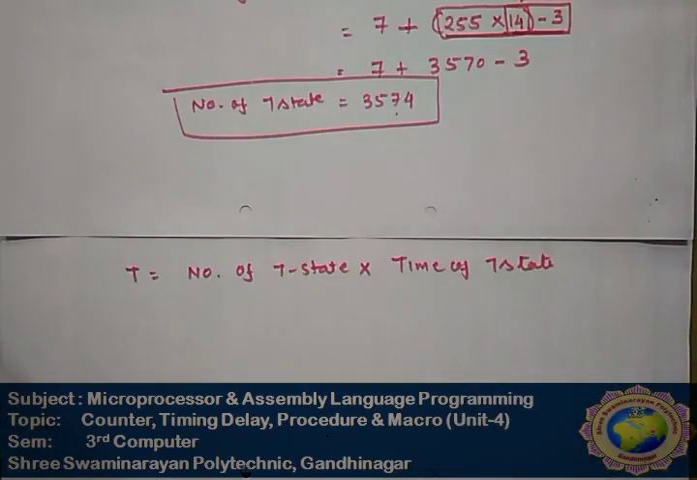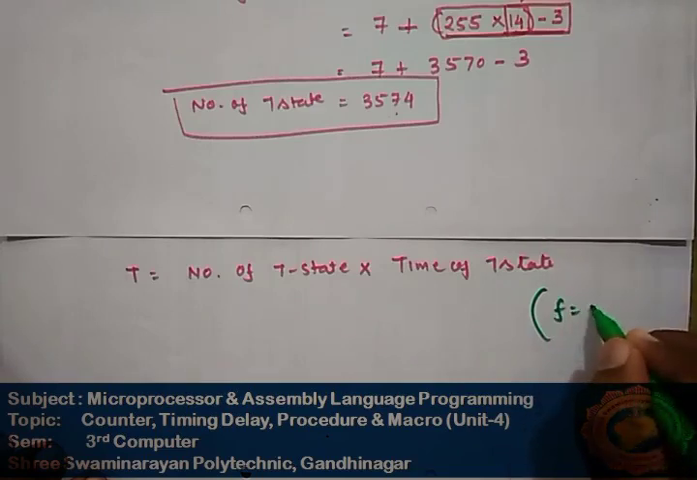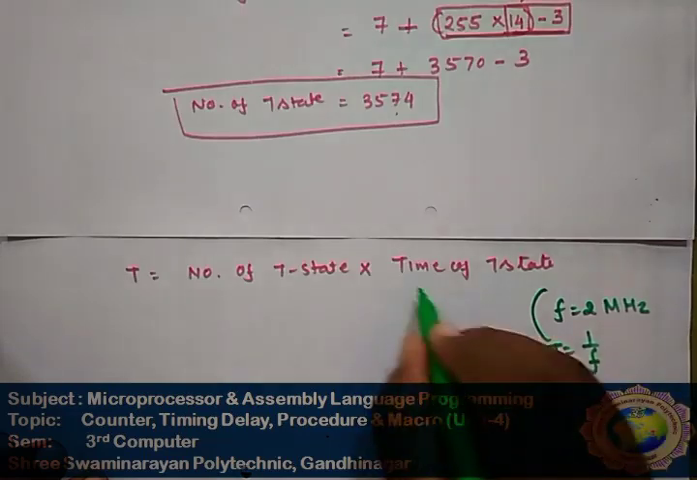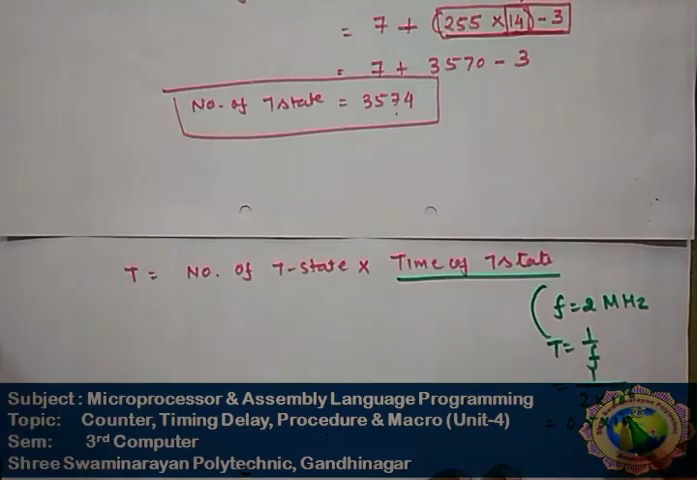Okay, now see here, if the operating frequency f is equal to 2 megahertz, then T is equal to 1 upon f. This time of T state can be counted, as we have already studied in basic electronics. T is equal to 1 upon f, so 1 upon 2 into 10 raised to 6. So it's 0.5 into 10 raised to minus 6 seconds. Okay, so it will be 0.5 microsecond.